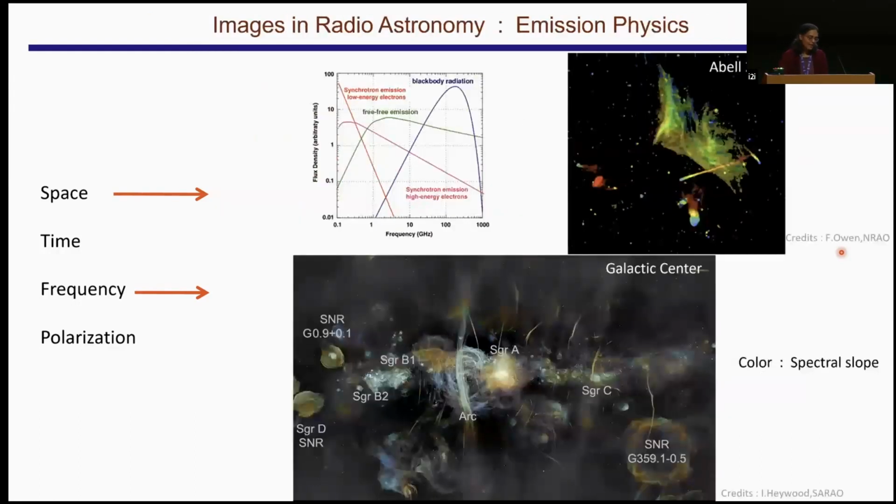There's more. You can study emission physics. And what do I mean by that? Different physical processes produce different characteristic patterns or shapes as a function of frequency, different expected spectra. So by making measurements at multiple frequencies, you can observe and infer what physical processes are happening in those locations. So these are two images, and in both of them, color in the image encodes spectral slope, right? So the top one is an image of a galaxy cluster.